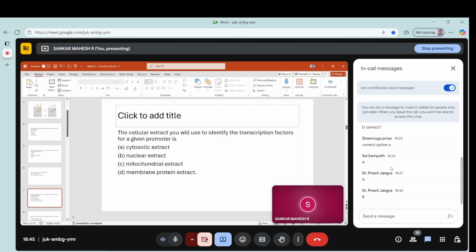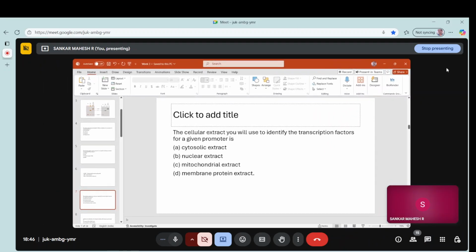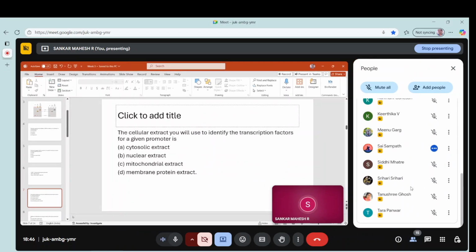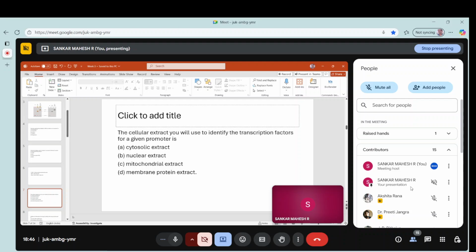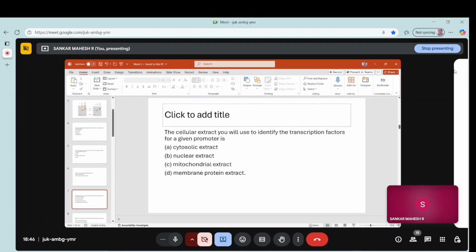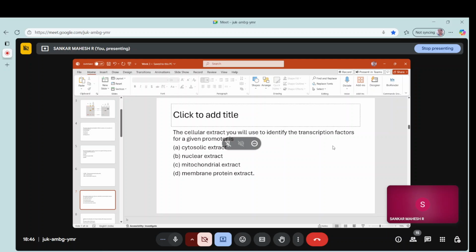Preeti, do you say that nuclear extract is an incorrect option? You can first tell us what you think is the incorrect option, then we'll go to the right answer. The cytosol extract is an incorrect option. Why would you say cytosolic is incorrect? Generally, translation occurs in the cytosol and transcription occurs in the nucleus. You don't find the transcription factors in cytosolic extract. Can you repeat it once again? Transcription occurs in the nucleus, no, sir.